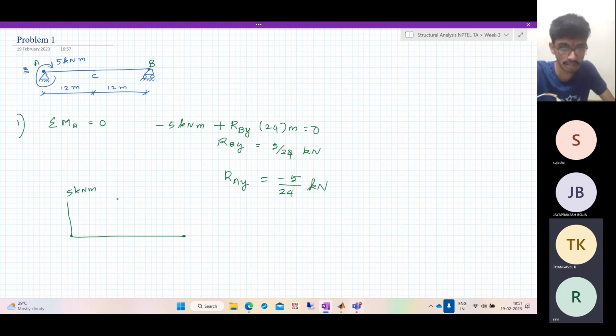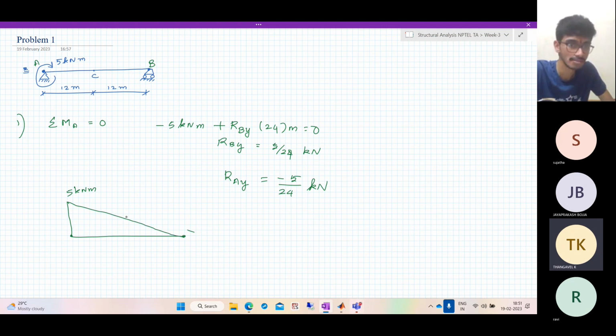At this point, it should be 0. We can also check if it is really 0. How? Just take moments about this point. We have a support reaction of minus 5 by 24 acting at 24 meters. So the moment due to that force will be minus 5 and the applied moment itself is 5. So the total moment at the point B is 0. So this is the bending moment diagram.